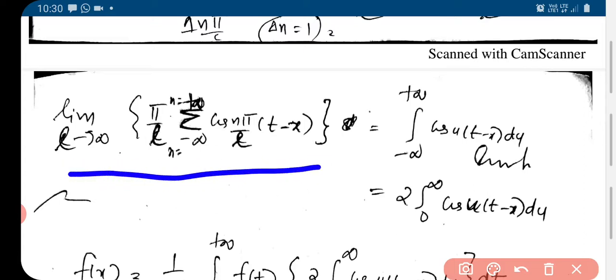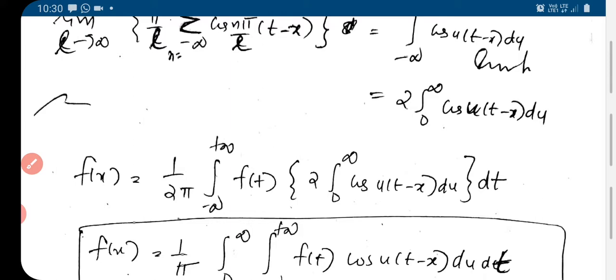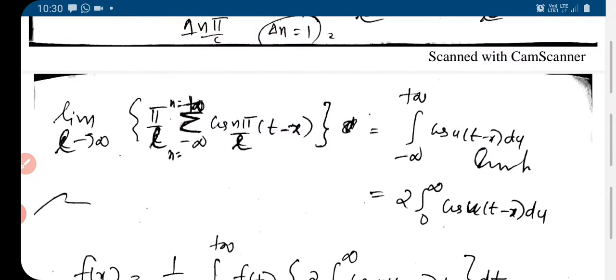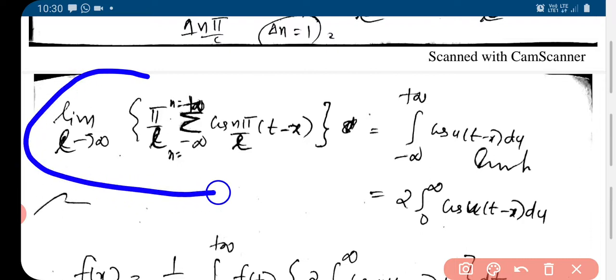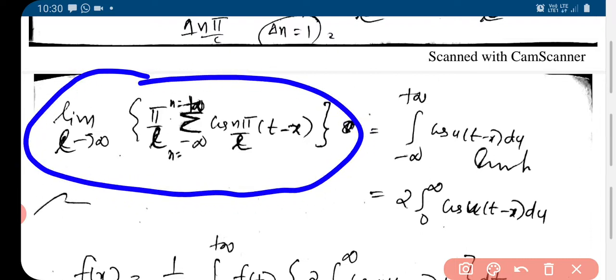So what essentially you are getting is this: this term now becomes integral minus infinity to plus infinity cos u(t minus x) du. And since cos u(t minus x) is an even function, this integral from minus infinity to plus infinity can be written as 2 times integral 0 to infinity cos u(t minus x) du. So when limit L tends to infinity, this term will become like this.